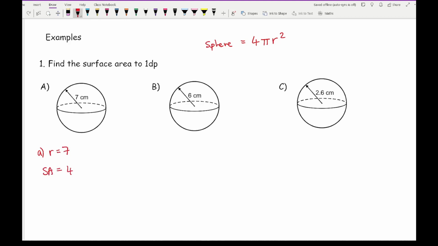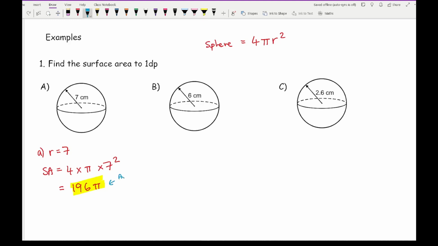So I've got 4 times pi times 7 squared, and if I work that out, so I've got 4 times 49, and I can either do that manually or by using a calculator, but I basically get 196 pi. Now this is the answer in terms of pi, so if it was on a non-calculator paper, this is what I would be writing.